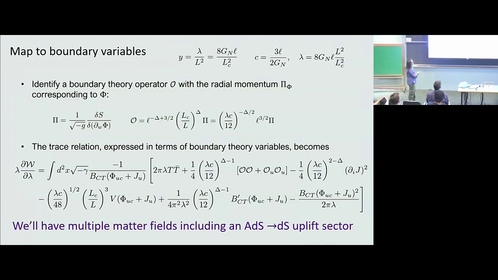And so the trace relation I mentioned is the thing that tells us how to deform the action, or the log of the partition function, if you think about it that way, which is this formula. And you see, double trace in T, the nice TT bar operator, double trace in these operators O, which are the things that are more ugly to define. And as I said, we'll have an uplift sector for matter and other matter.